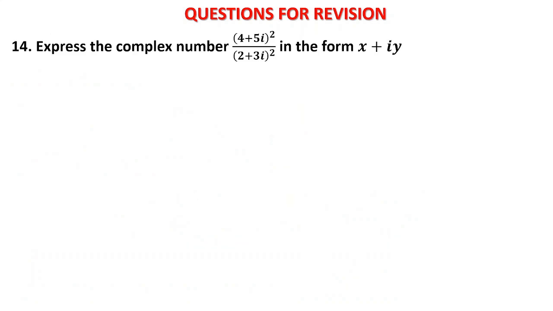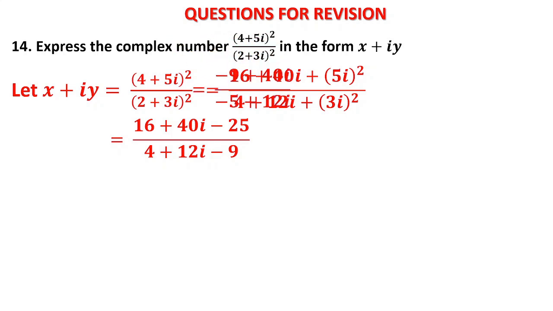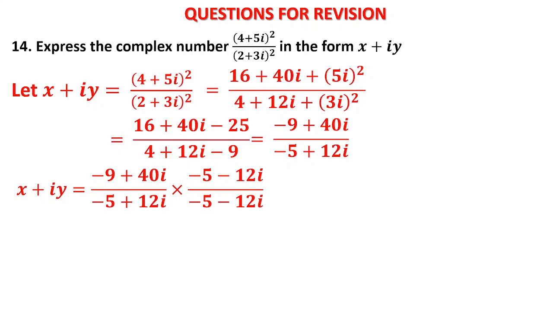Question number 14. Express the complex number in the form x plus iy. Very simple. You have to expand the numerator. I am expanding. It is a plus b whole square. Denominator also a plus b whole square. I am expanding: a square plus 2ab plus b square. You know what is (5i) whole square? It is minus 25. (3i) whole square is minus 9. I am collecting the real part and imaginary part. I am getting minus 9 plus 40i by minus 5 plus 12i.